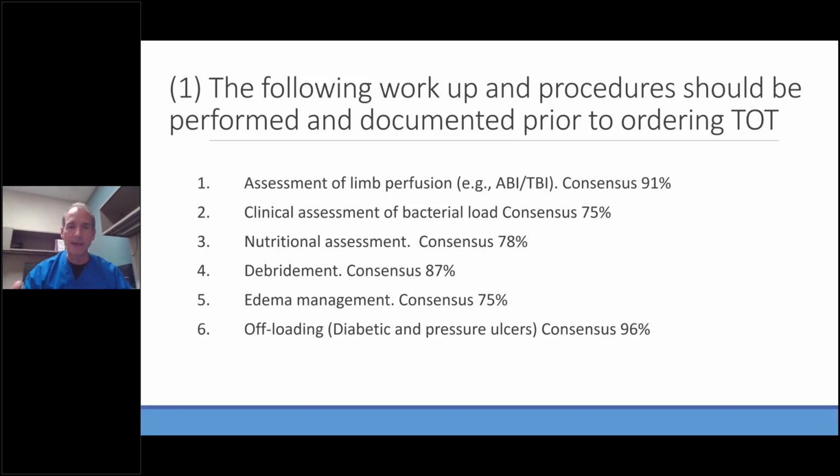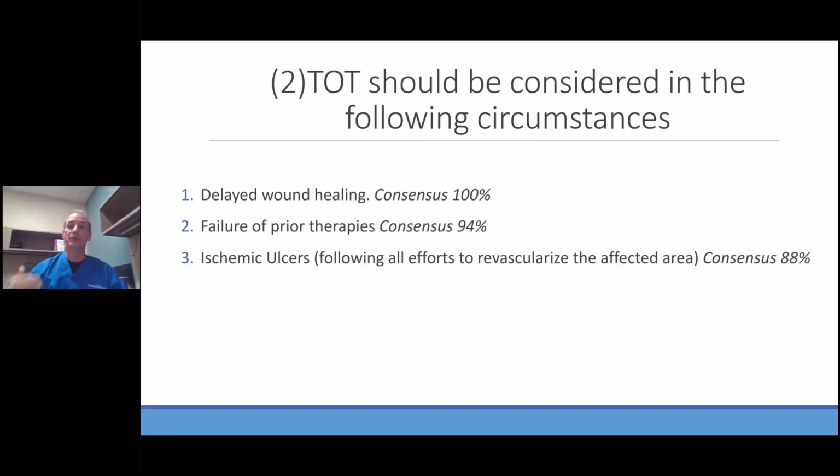Debris, edema management, and then offloading, and look at the consensus on offloading. The big consensus here: objective measure of vascular status, offloading for your diabetic ulcers. Next, topical oxygen should be considered in the following circumstances: when there's delayed wound healing, as in our clinical trial, the lack of 40% healing in 4 weeks, that's when you're going to use topical oxygen therapy. 100% consensus in that group.